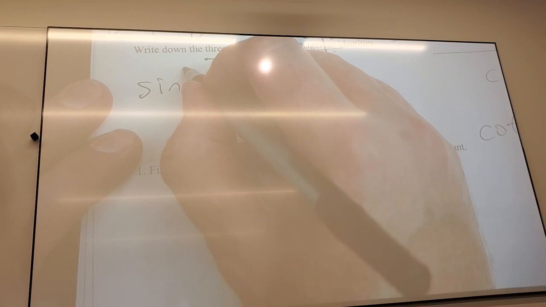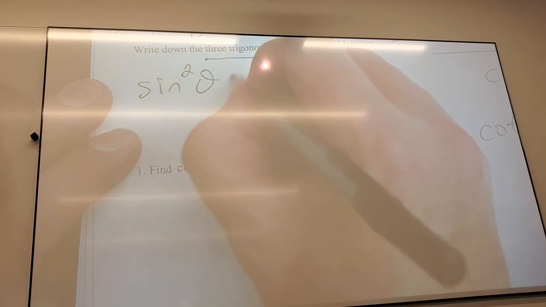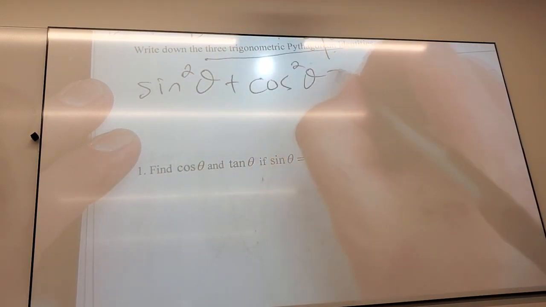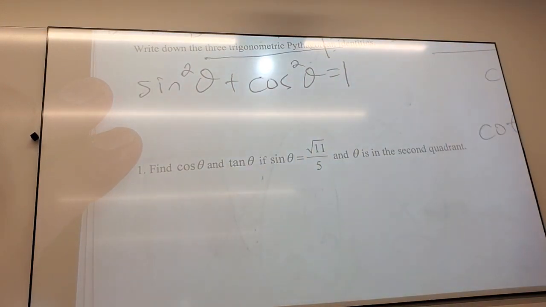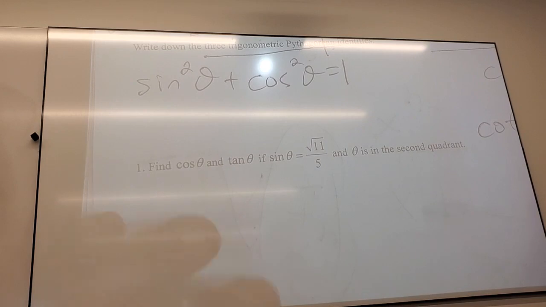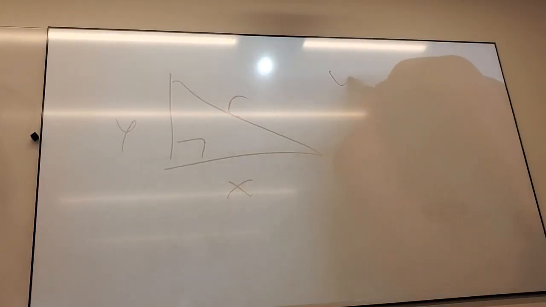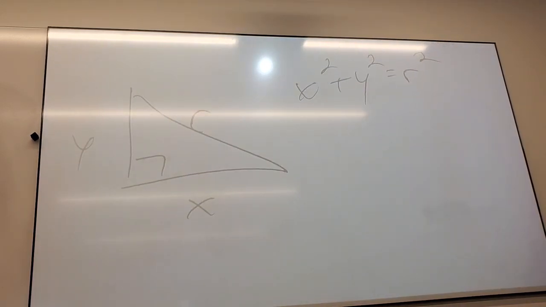Yes. Sine squared theta plus cosine squared theta equals 1. So real quick, let me kind of build that out a different way. I have a triangle. Do you all agree with that, x squared plus y squared equals r squared? Does everybody agree with me?